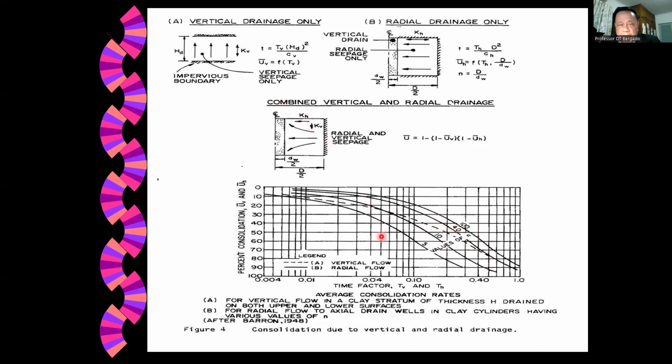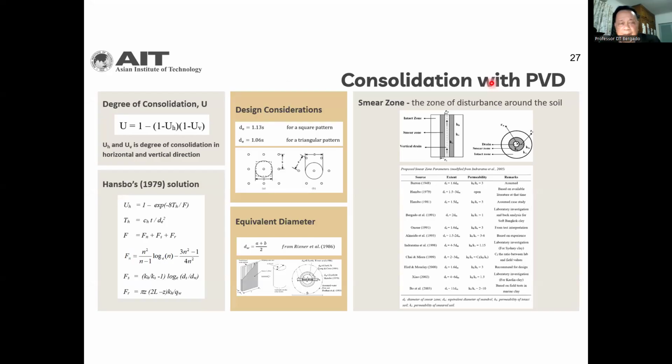And so depending on the n value, which is here, a ratio of the big D over small dW, the equivalent diameter of the drain. So we use the Hansbo equation for the solution of consolidation for PVDs.